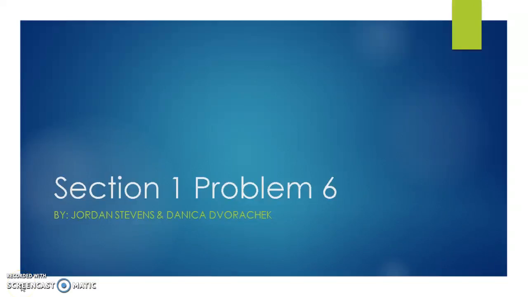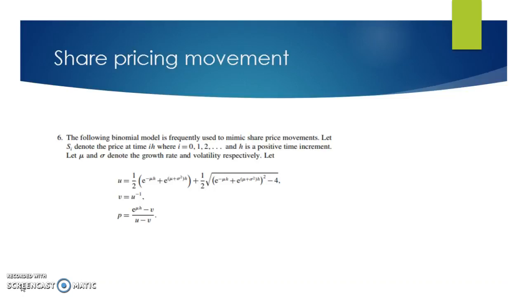We are here to talk about homework problem 6 for section 1 for engineering 460. So this problem statement is basically talking about a stock. We want to model these share price movements over time. Basically what this is saying is that your U is going to be a positive increase in your stock, where V is going to be a downward movement in your stock, and P is the probability that an upward movement will occur, and 1 minus P would be the probability that a downward movement would occur.